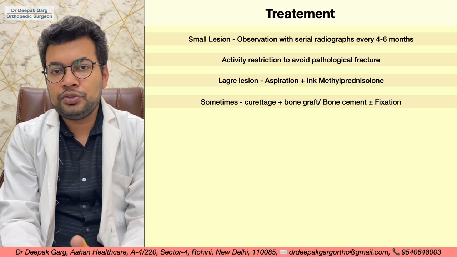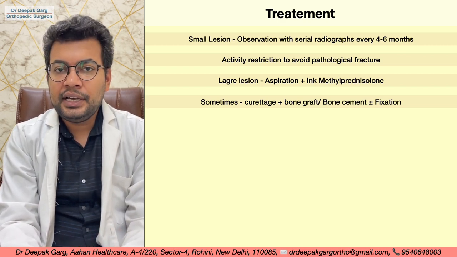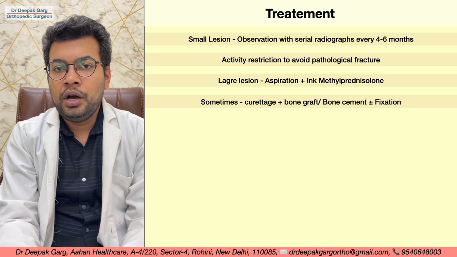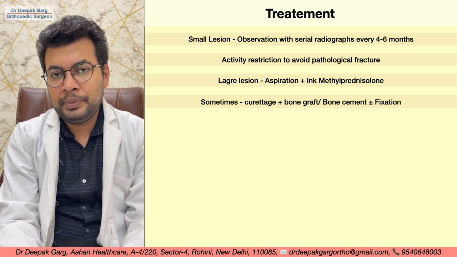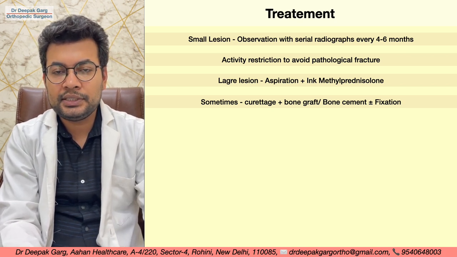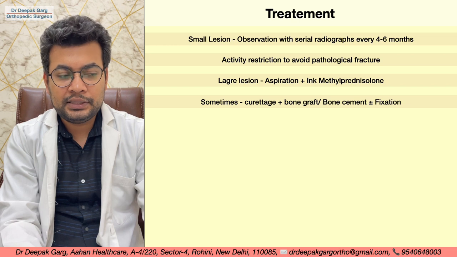Sometimes there can be a situation where we need to go for surgery. In that situation, we will curette the lesion. We can go for bone graft or bone cement, and sometimes we may need to put implants in the form of nails or plates. We will usually avoid the nails.